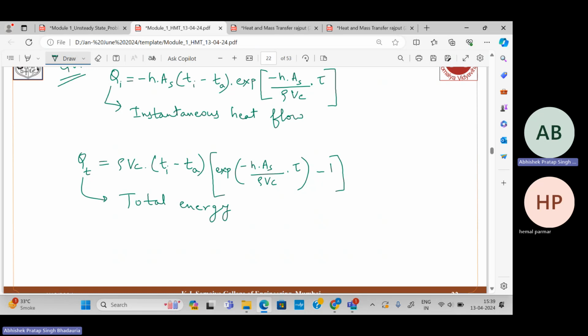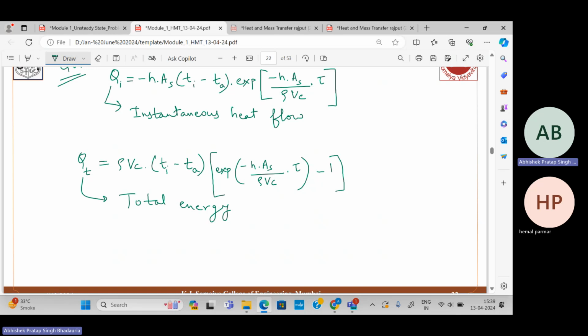All the values are known to us. We know the density, we can calculate the volume, the specific heat is given, the initial temperature and ambient temperature are also given, and the convective heat transfer coefficient h is given. We can easily calculate the L_c value.